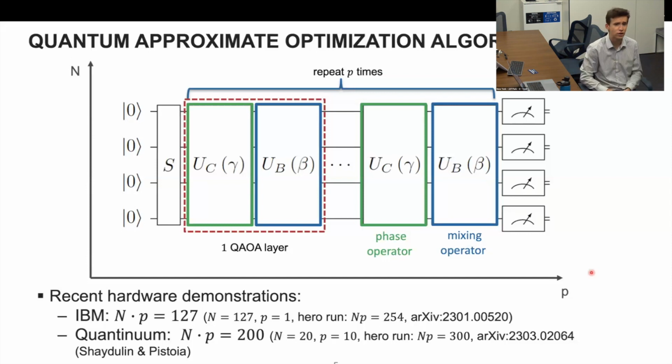And another example of a benchmark, which is a benchmark that we ran here at JPMC on Quantinuum's device, where we got n times p of 200 reliably. So on n equals 20, p with 10 layers always gave us a better solution than 9 layers. And we had a hero run of 300, so p equals 15. And this was on previous generation Quantinuum hardware. So this gives you a rough sense of the scales at which we can execute this on hardware.